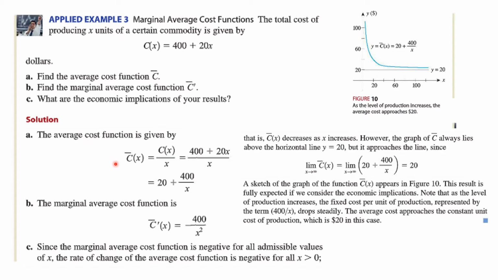Okay, so C bar is just going to be C of x divided by x. We do that division and we get this. So this is the answer to part A. And then we're going to take the derivative of this.